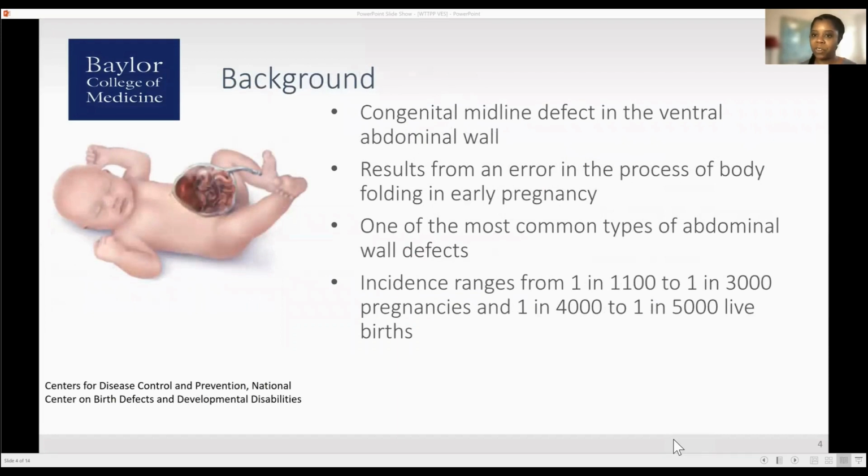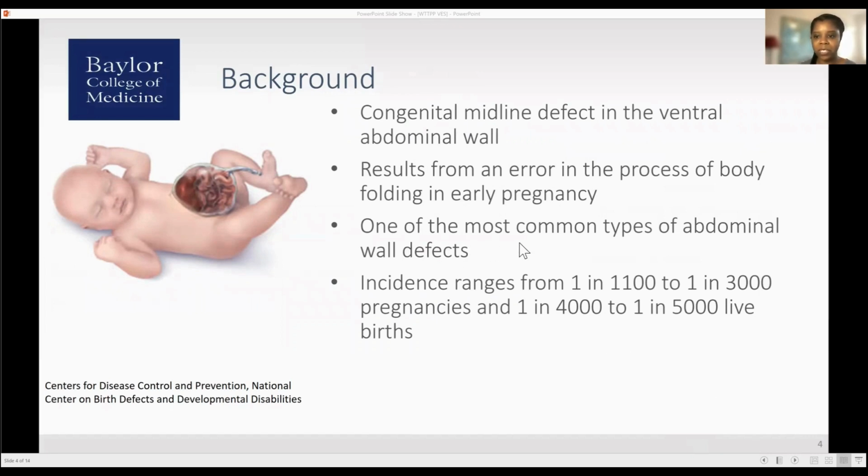An omphalocele is a congenital midline defect in the ventral abdominal wall, characterized by absent fascia, abdominal muscles, and skin, and the defect allows the herniation of abdominal contents. It results from an error in the process of body folding in early pregnancy at around 3 to 4 weeks, but should not be confused with physiologic gut herniation that resolves at about 12 to 14 weeks.